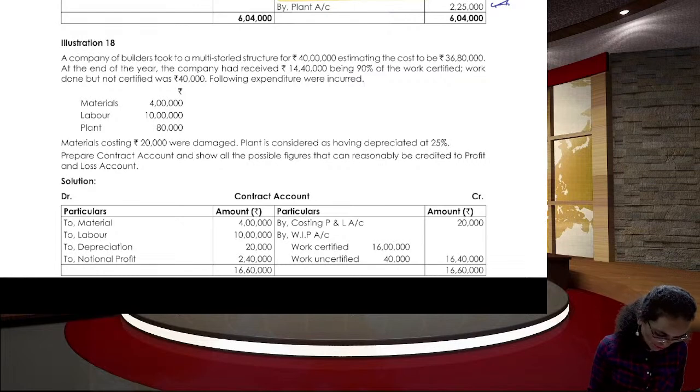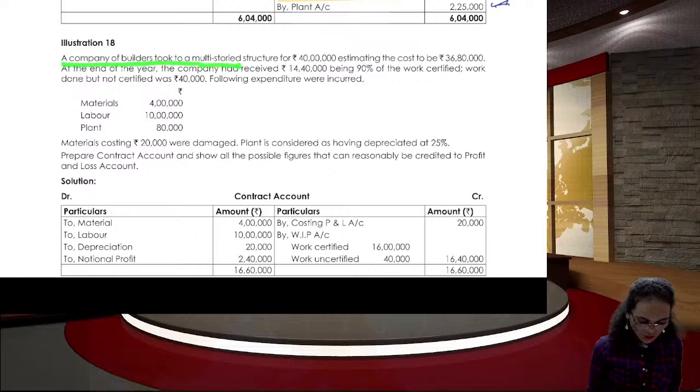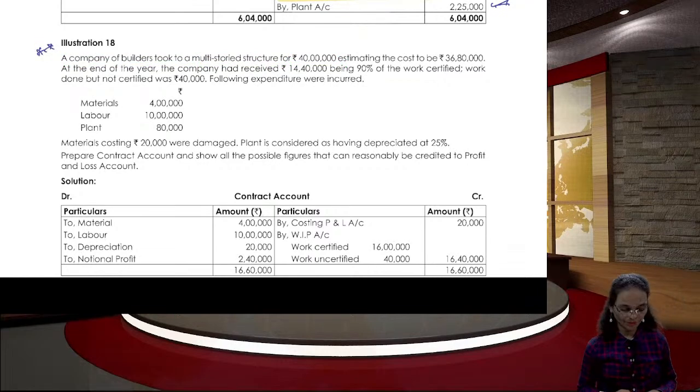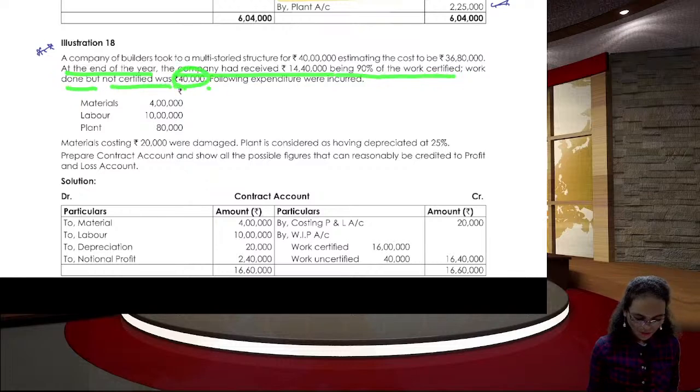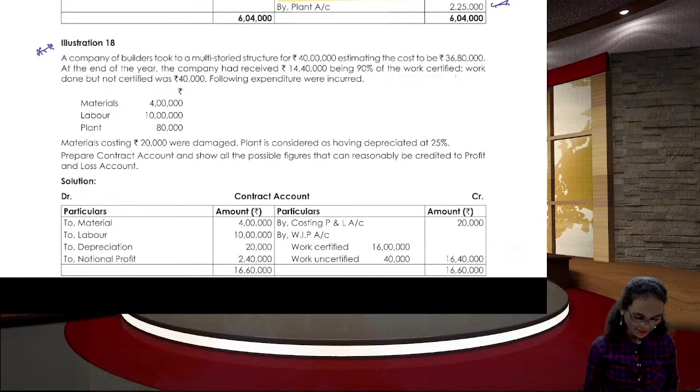Right. Next problem: a company of builders took a multi-storied structure for 40 lakhs. This is again a different kind of problem, guys. You need to pay attention once again. A company of builders took a multi-storied structure for 40 lakhs, estimating the cost to be incurred at 36 lakhs 80,000. At the end of the year, the company had received this much, being 90% of the work certified, and work done but not certified, that is uncertified, this much. The following expenditures were given like this.